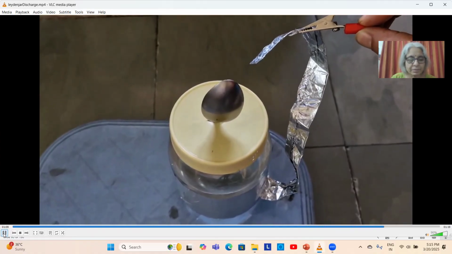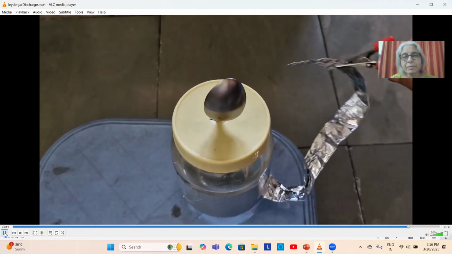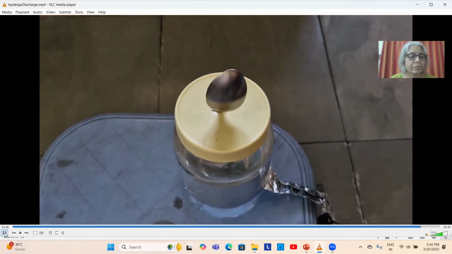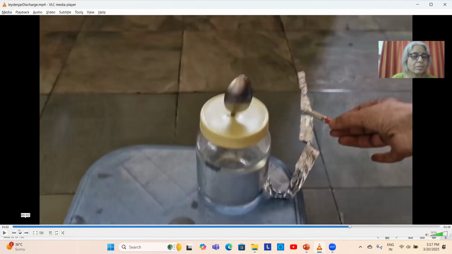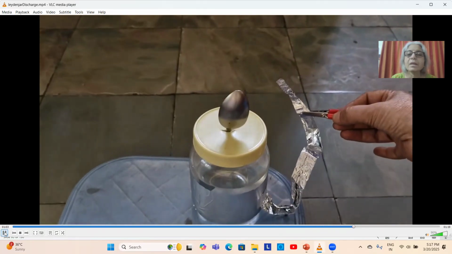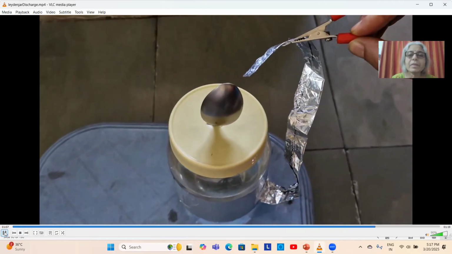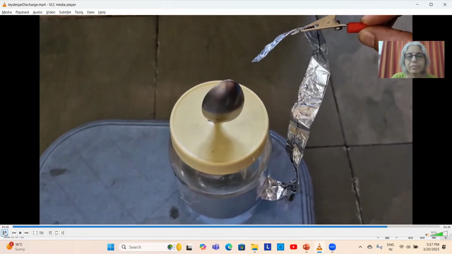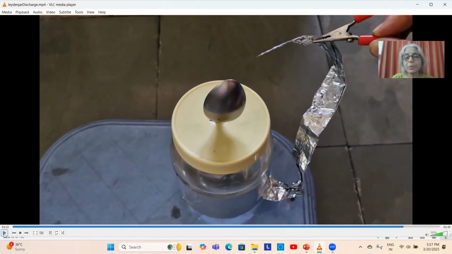So there was a small spark, and there was a popping sound. There was a bluish spark. So let us look at it again after rewinding it. Sorry. So we are looking at it once again. So that looks like a tiny lightning bolt.